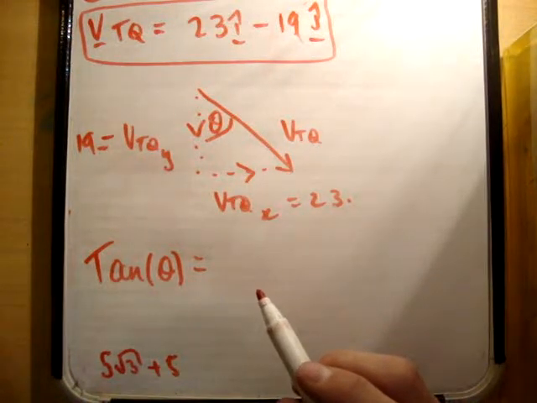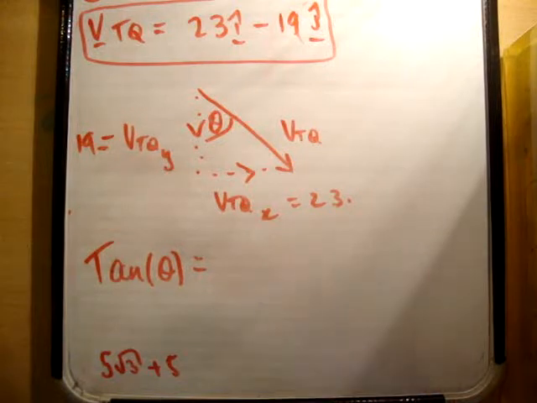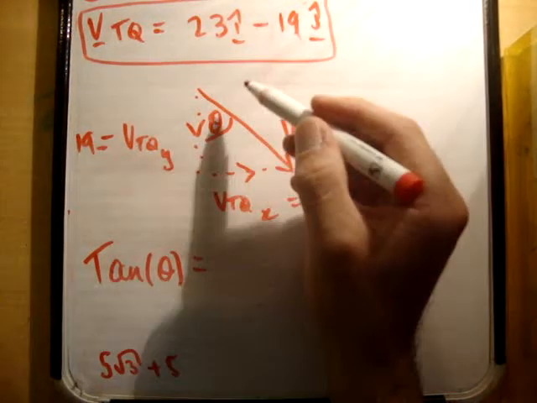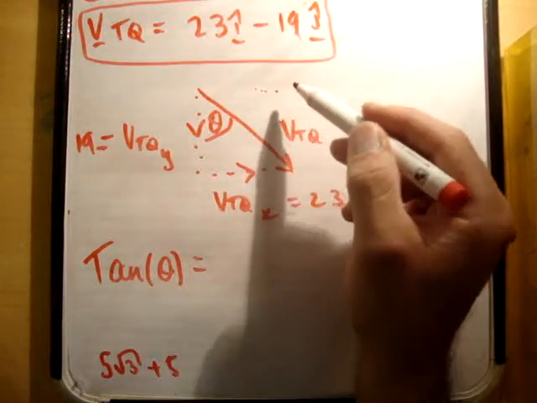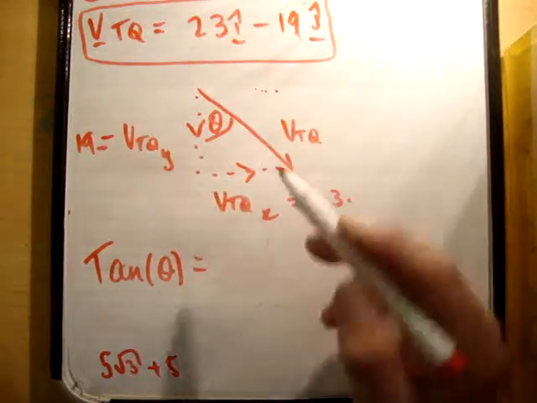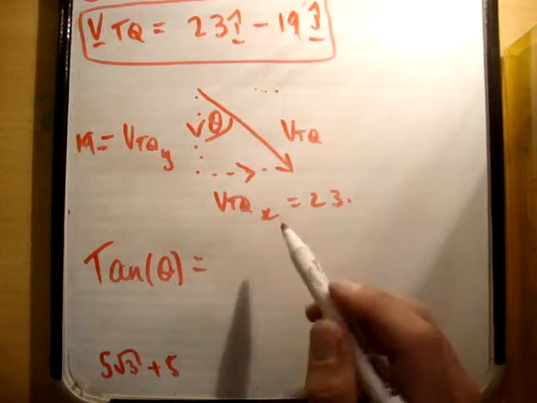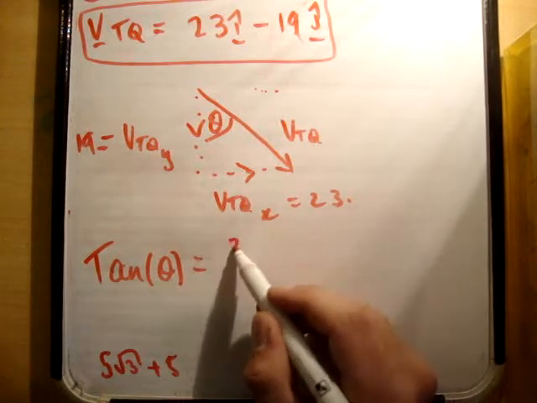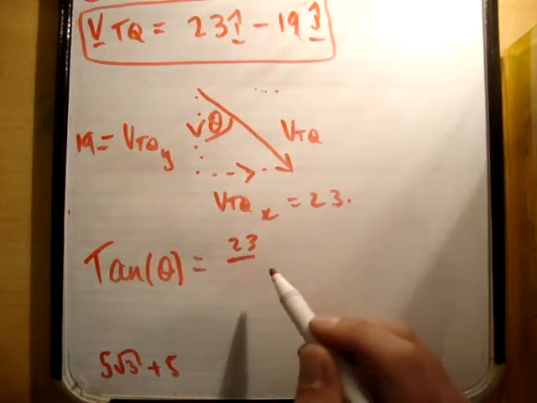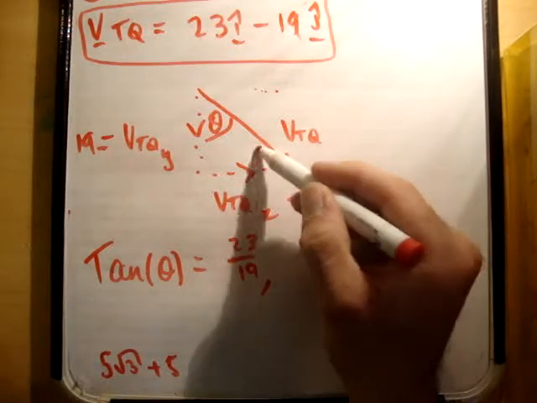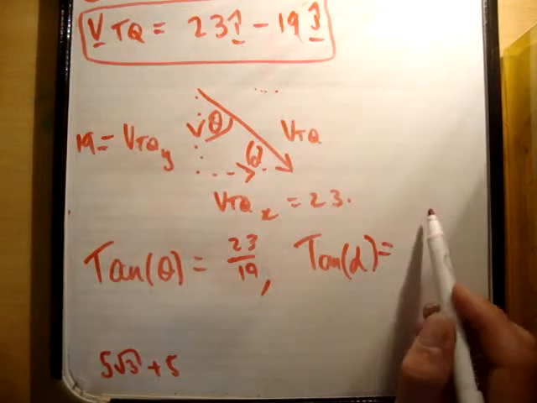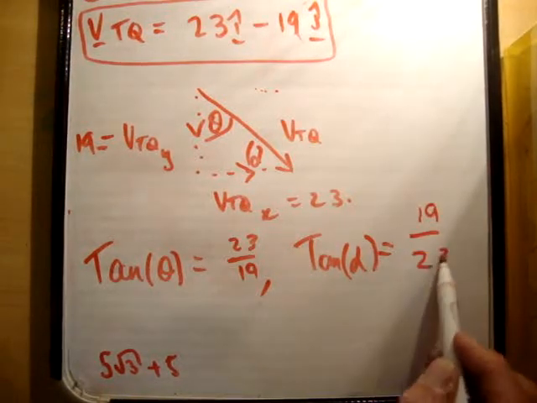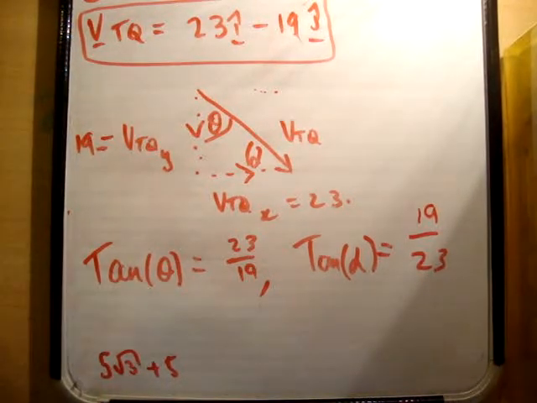Am I doing something wrong there? Let me think now of the opposite. Well, tan of theta, no, that's correct. Sorry, tan theta will be the opposite over adjacent, so it'll be 23 over 19. Or if you call this alpha, it could be tan alpha is equal to 19 over 23. Alright, that's the first thing.